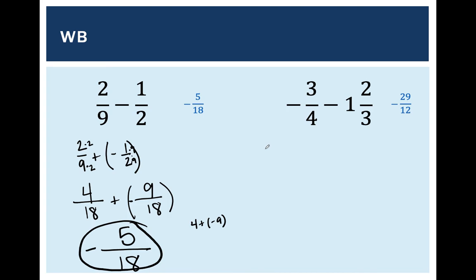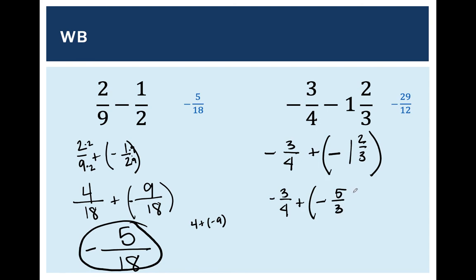All right, for the last question, I'm going to change this problem so that it is -3/4 plus a -1 2/3. Keep, change, flip. Then I need to rewrite that mixed number as 1 times 3 is 3, plus 2 is 5, so -5/3. We need a common denominator, a multiple of 4 and 3. We will use 12.